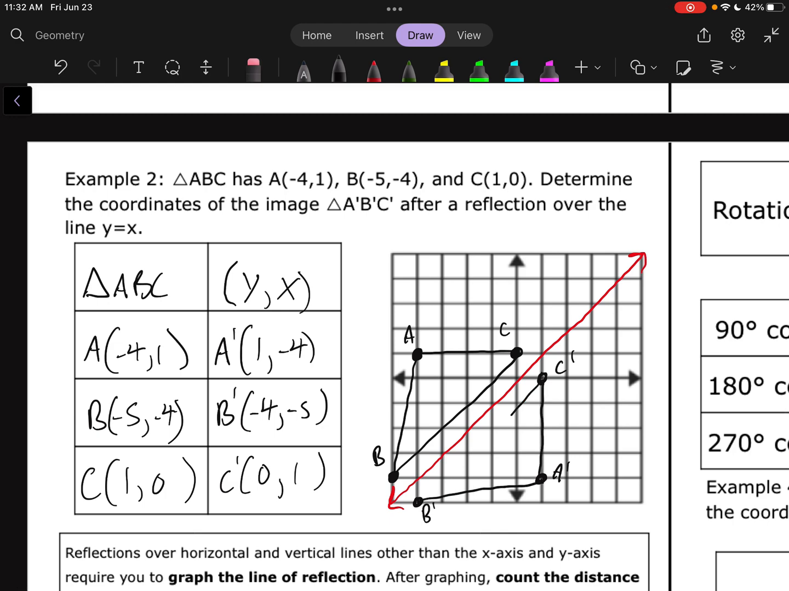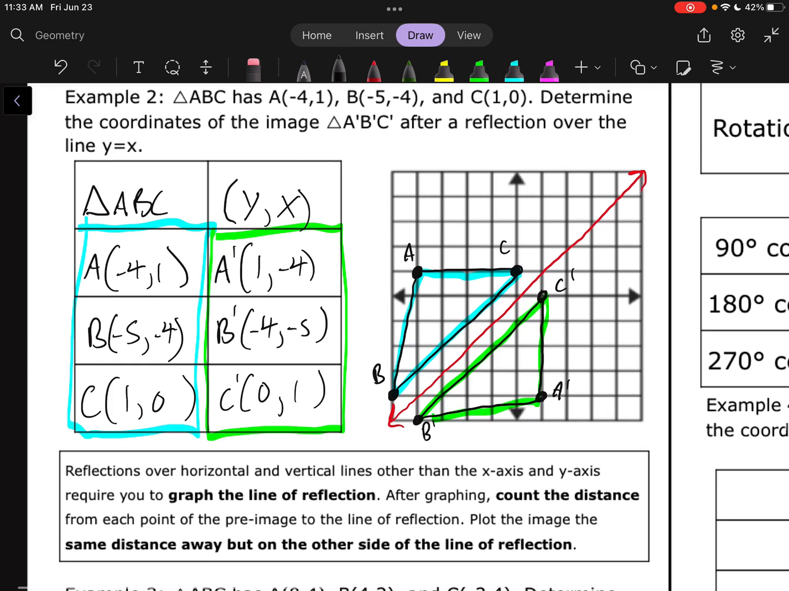And that looks pretty good to me. We've got our image here, this new shape after it's been flipped over that line. And we've got our pre-image over here, the original unaltered shape. Okay.